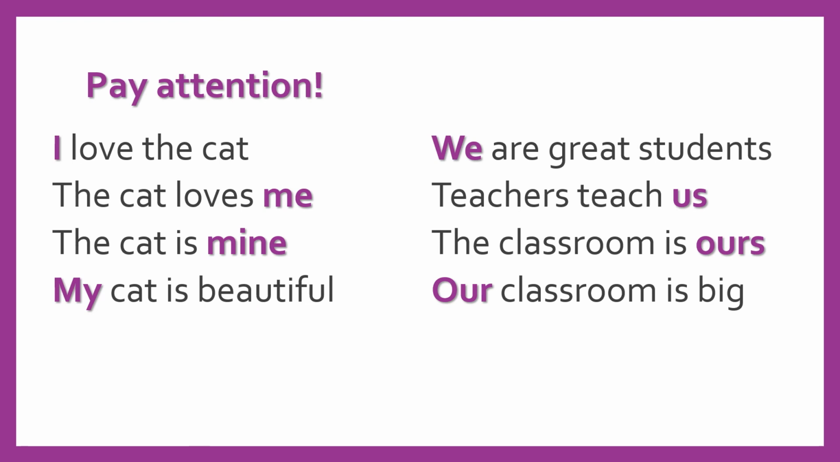Now pay attention. I put two cases and examples when we can use the same pronoun, but it is written differently in all sentences because of the position or if they also talk about possession. For example, I love the cat, the cat loves me, the cat is mine, my cat is beautiful. In all sentences we are using the pronoun I. But as I said before, we have the case that it is an object personal pronoun, it is a possessive pronoun, it is a possessive adjective, and also it is a personal pronoun itself.